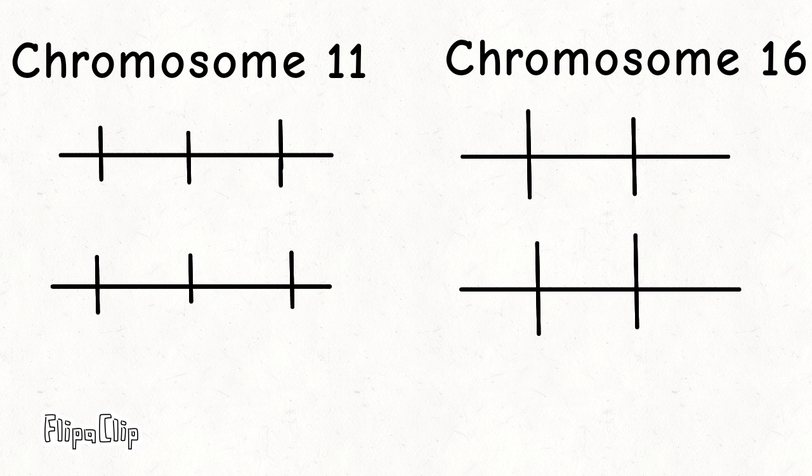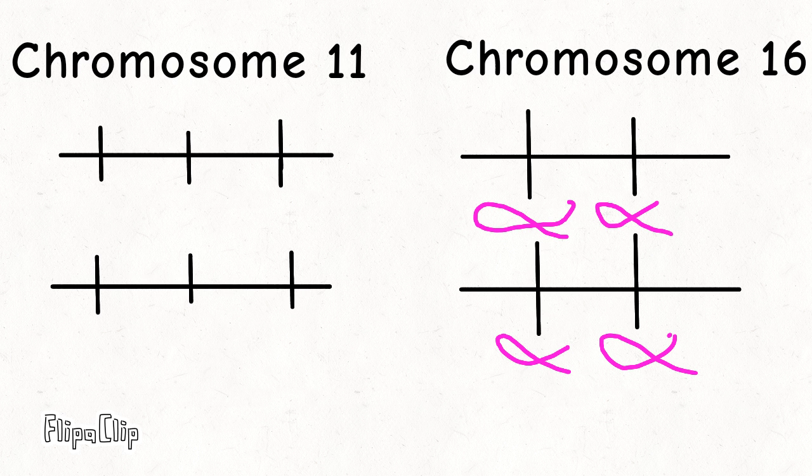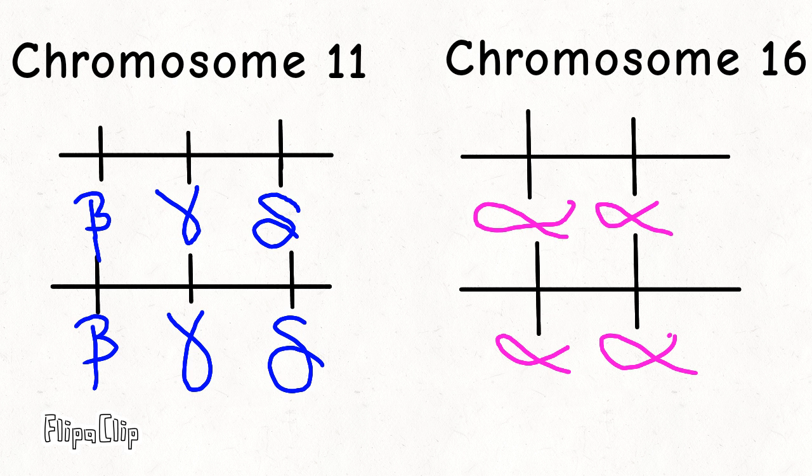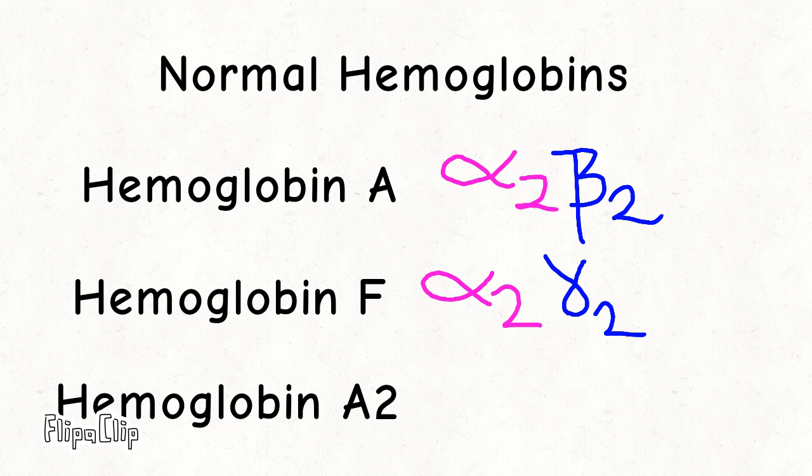Okay, let's review. Since we know that thalassemias are a genetically inherited trait, we know the globin chains are produced on either chromosome 11 or chromosome 16. On chromosome 16, you get two sets of inherited alpha chains from each parent. On chromosome 11, you get one set each of inherited beta, gamma, or delta chains, producing normal hemoglobins: hemoglobin A, hemoglobin F, and hemoglobin A2.